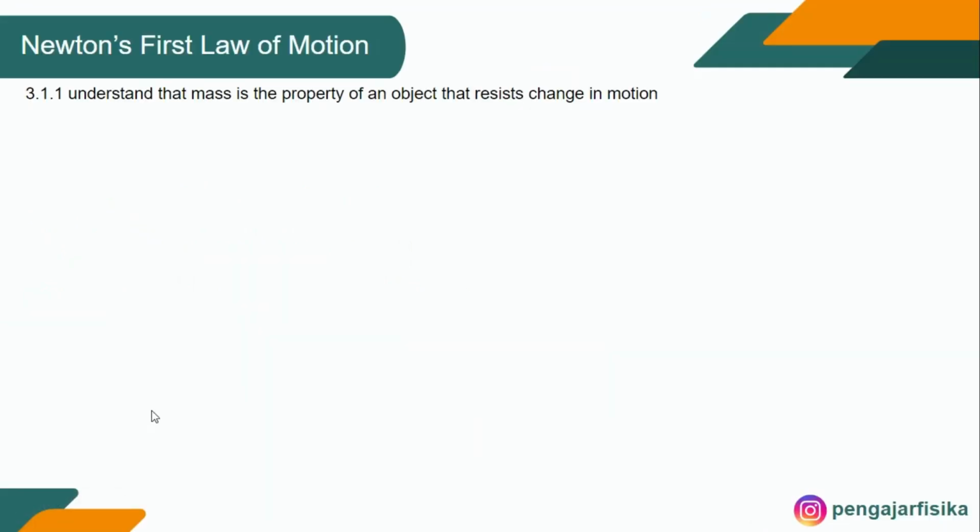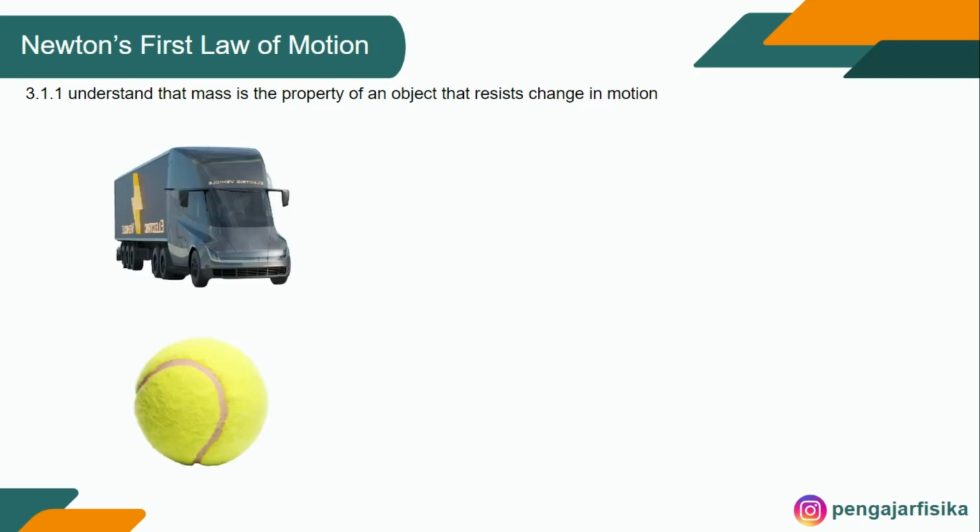Our first learning objective is to understand that mass is the property of an object that resists change in motion. Mass is the property of an object that resists changes in its motion, a concept known as inertia. In simple terms, the greater the mass of an object, the more it resists being accelerated or decelerated. This is why it's harder to push a heavy object compared to a light one.